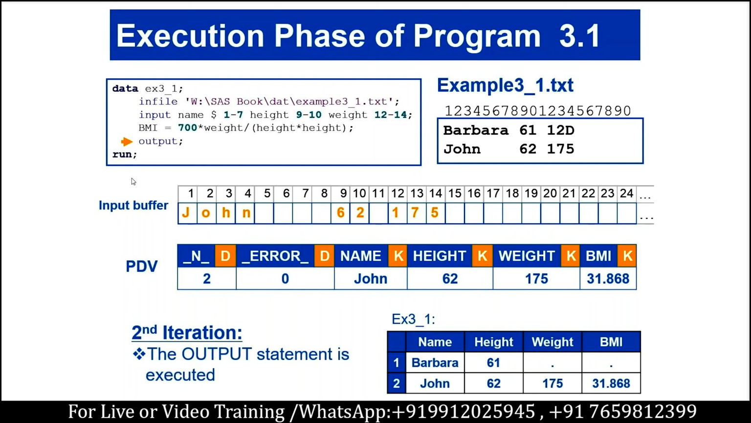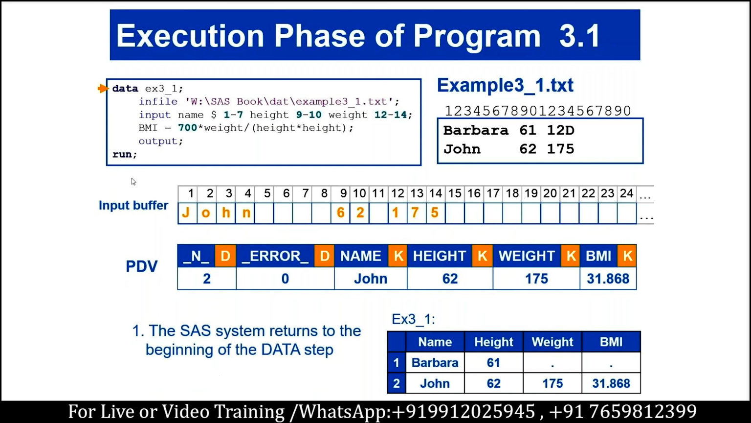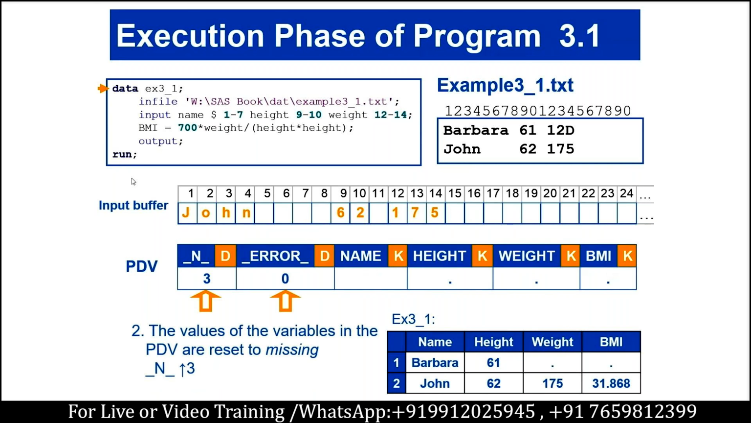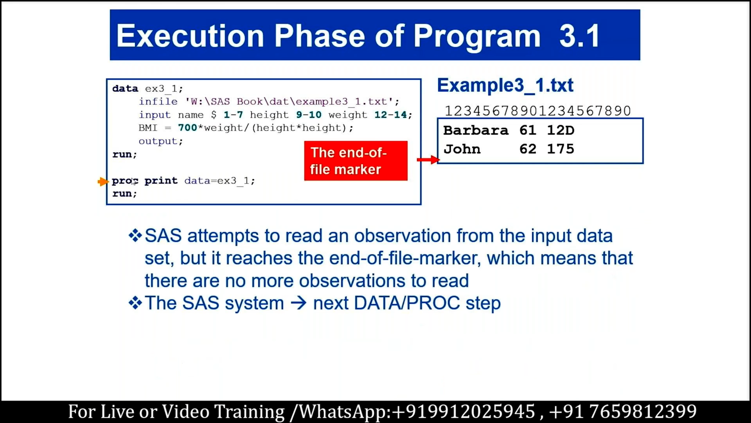BMI is calculated, the output statement is executed, and the record is sent to the output dataset. And again, run. Two things occur automatically: the SAS system returns to the beginning of the data step to read the third record, and everything is set to missing values. But there are no more records to read, so it will jump to the next program.